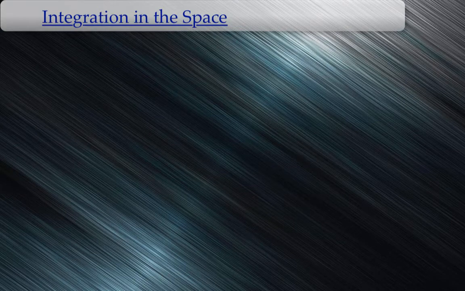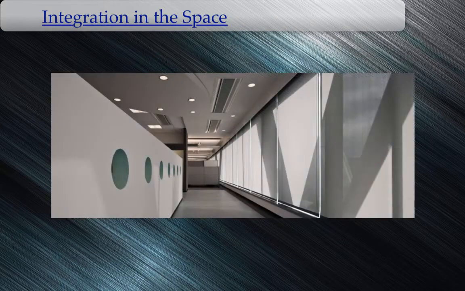Integration in the space. Active chill beams have the ability to blend in naturally with the existing architectural design of the rooms. Each active chill beam will be installed within the plenum, with the only exposed surface being the grate that covers the cooling coil and the slot diffusers on either side of the grate.